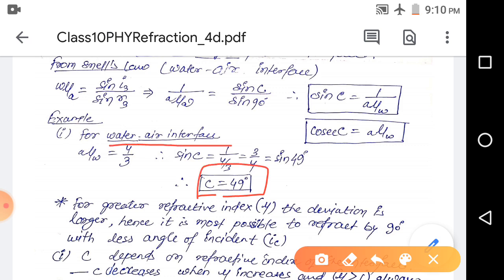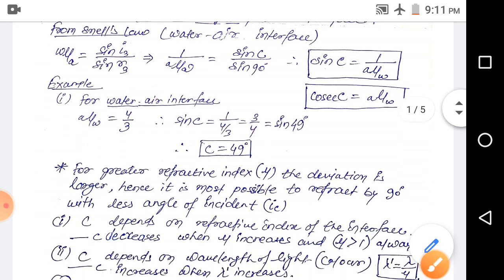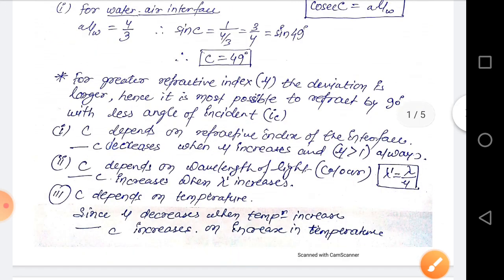and this is the value of critical angle for this water-air interface. In the same way we can find out the critical angles of different interfaces like glass-air interface, diamond-air interface, and so on. So this critical angle depends on some factors. So what are those factors?